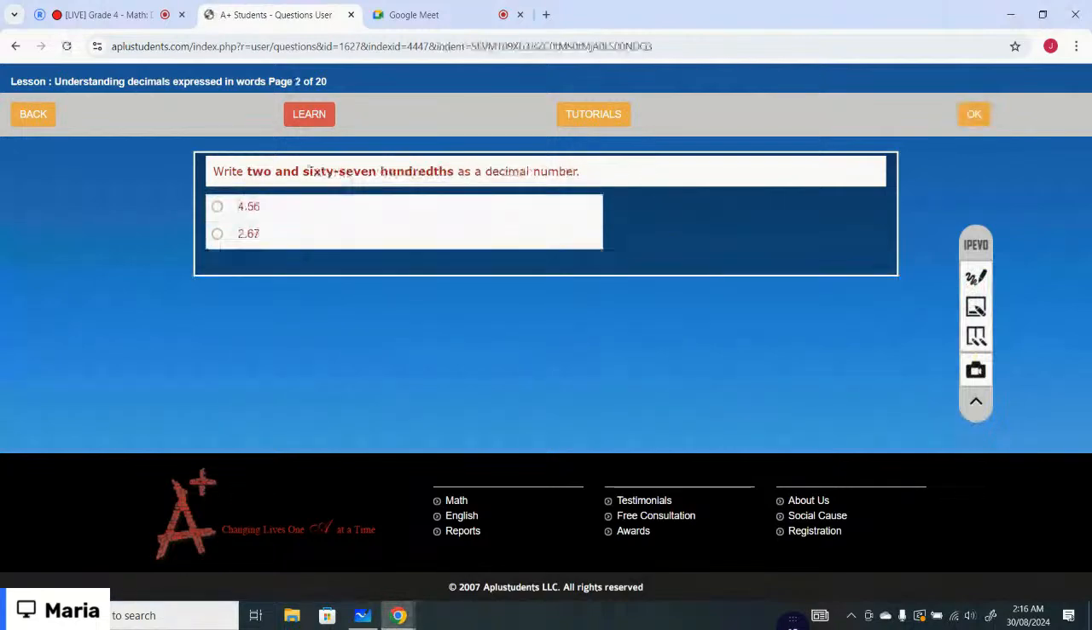Write 2 and 67 hundredth as a decimal number. Which is the correct option? That is 2 and 67 hundredth, so option number 2 is the correct option. That is 2.67. Very good, that's option number 2.